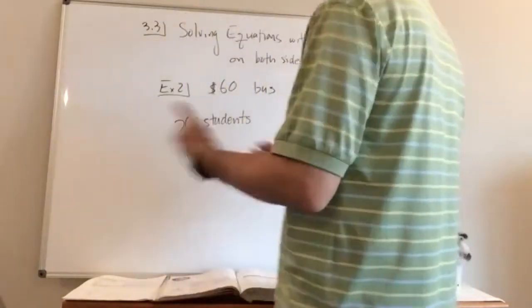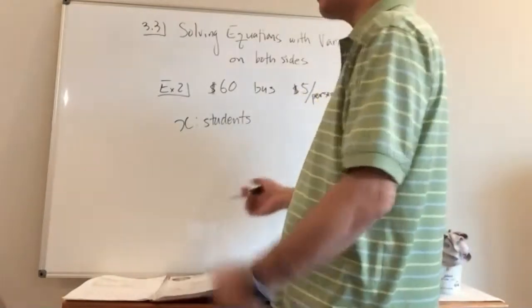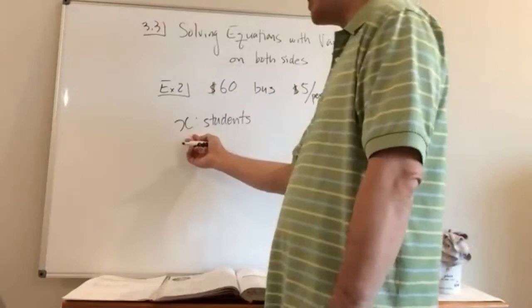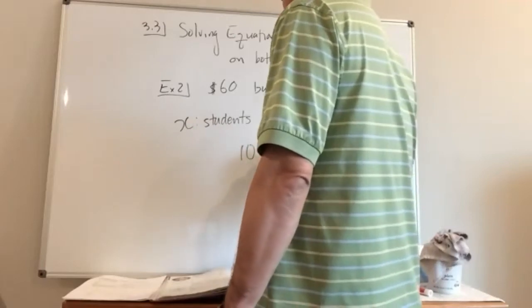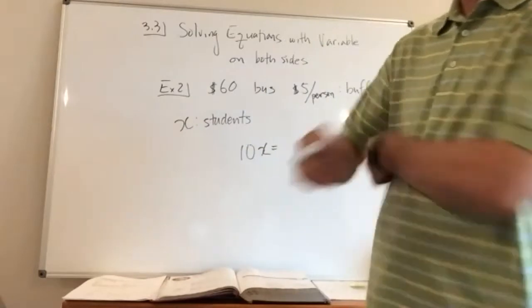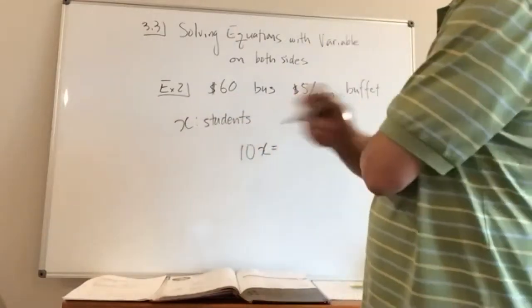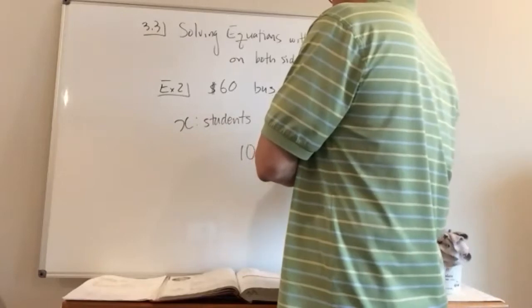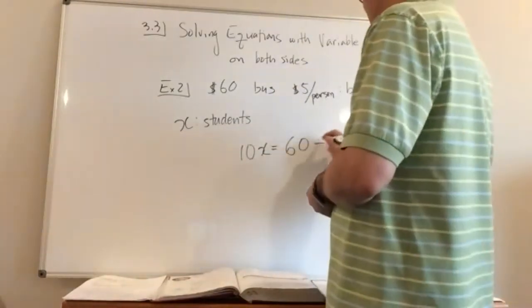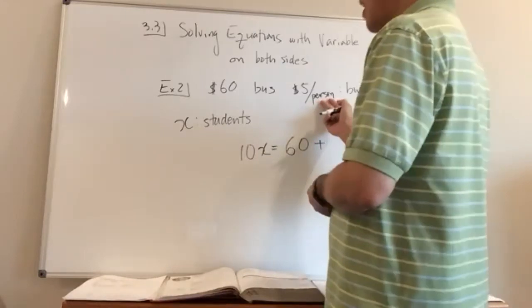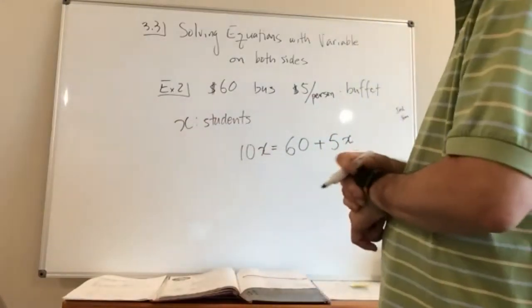So you want everybody to be paying $10 per person, right? Everybody needs to pay $10. So how much money am I going to have all together? If I had X students and each student's going to pay $10, I'm going to have 10 times X, right? This is the total amount of money that I'm going to collect from the students, okay? So I also have to pay for the bus and I have to pay for the buffet, right? So the bus is going to cost $60 no matter what, no matter how many students there are, right? And then the buffet is going to cost $5 per person. So it's going to be 5 times X. And then you just need to solve for X here.